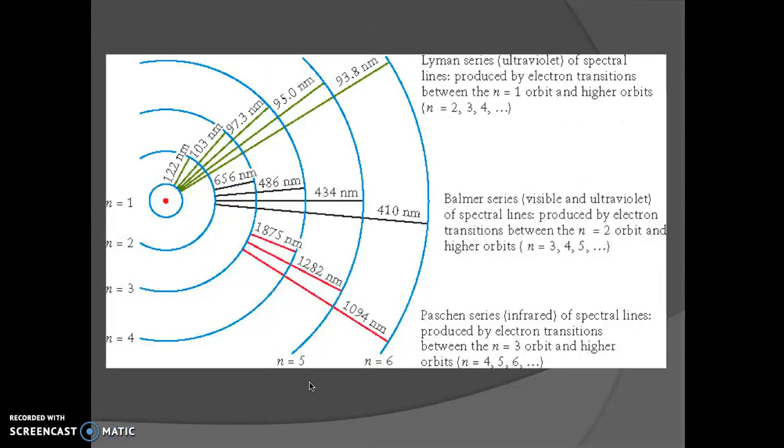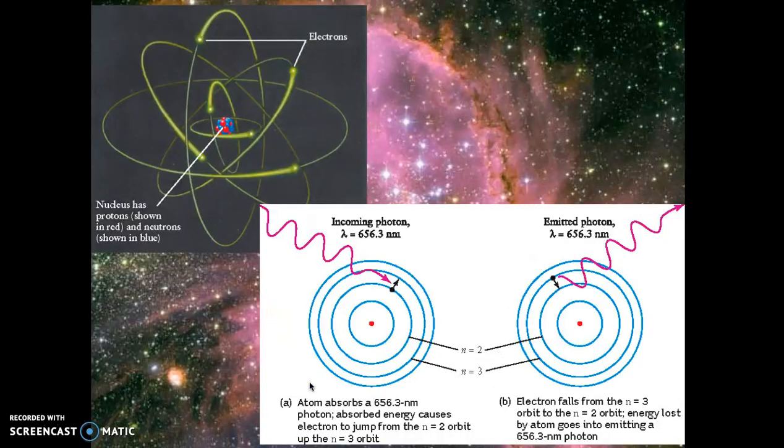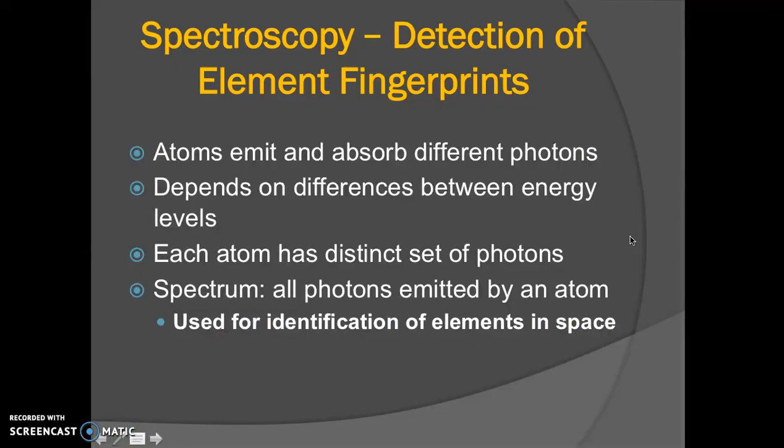So there are several different spectral lines depending on the position of the electron and where it jumps. So we have the Lyman series in ultraviolet, the Balmer series in visible and ultraviolet, and the Paschen series in infrared. Okay, so just one more visualization. So the light coming in, the photon, absorbed by the electron, allowing the electron to jump to a higher energy level. The electron releasing that photon, jumping down an energy level, and we see that as light.